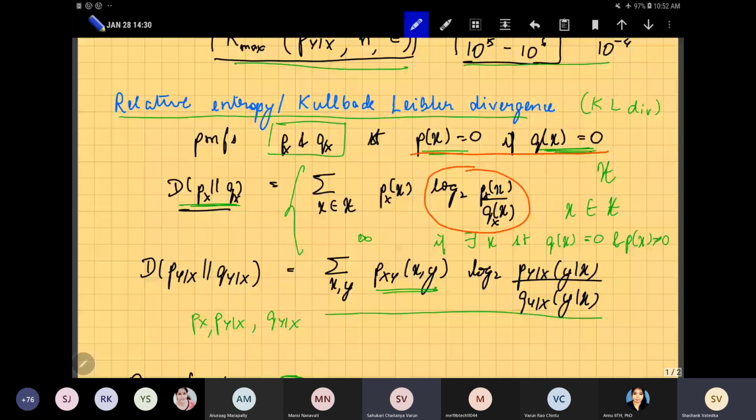Basically, all I'm saying is that the support of p is a subset of the support of q. That is the only restriction that I'm imposing. If that is not the case, then the KL divergence is defined to be infinity. Does that make sense? Any other questions?